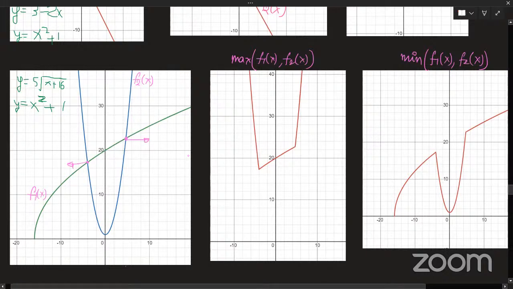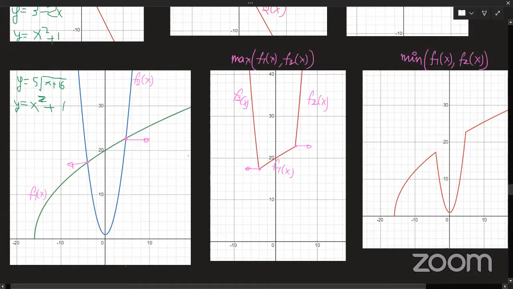Fine. I have these two intersection points, right? To the left of this intersection point, my blue curve f2 of x is higher, so it will give me this. Similarly, between these two, this one is higher. Again, to the right of this intersection point, this f2 of x curve is again higher.